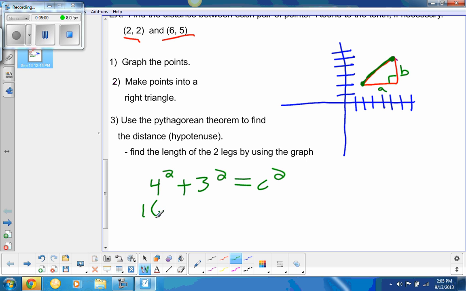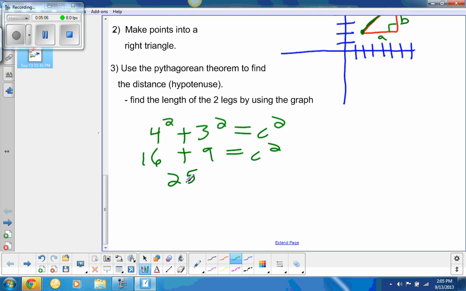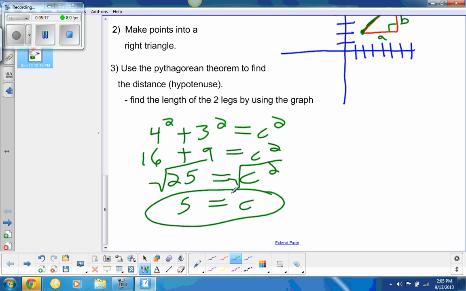So 4 squared is 16. 3 squared is 9. 16 plus 9 is 25. And then remember, our last step is always to square root. So our answer to C would be 5 units, whatever the unit might be. And that is how you use the Pythagorean theorem to find the distance between 2 points on a coordinate plane.